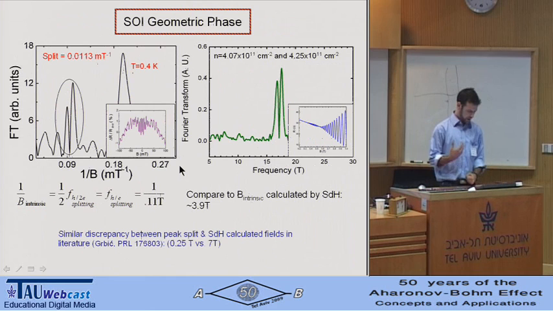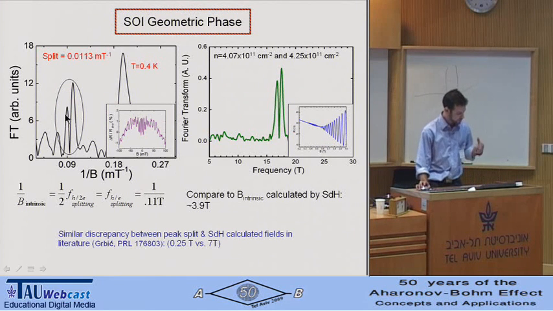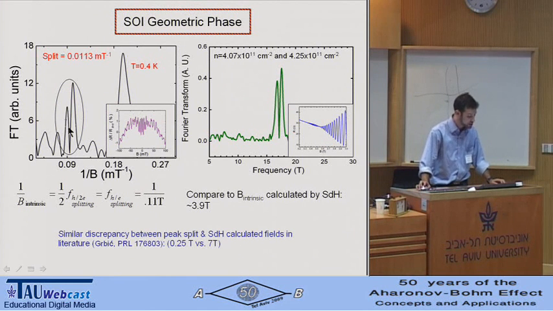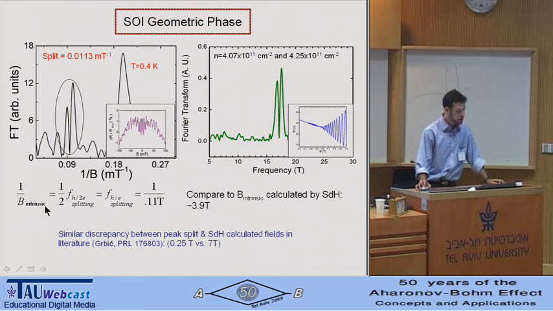A major feature of our Fourier transformations is a strong splitting in our Aharonov-Bohm peak. This is believed to relate to the intrinsic magnetic field of spin-orbit interaction.